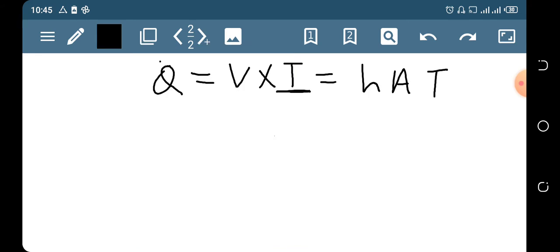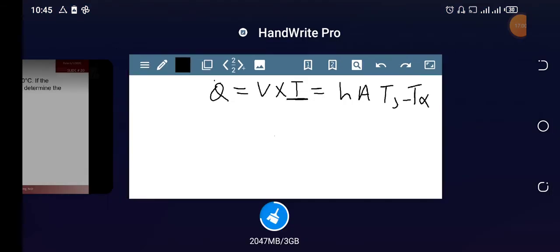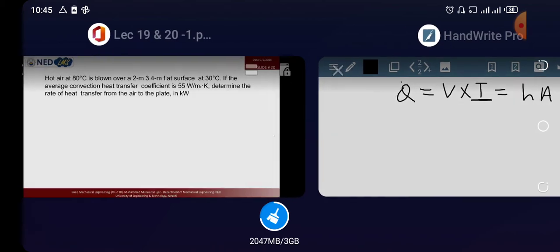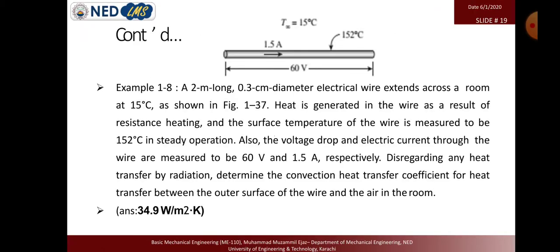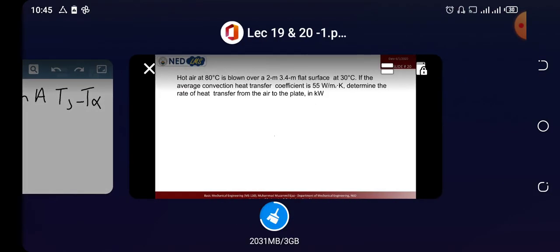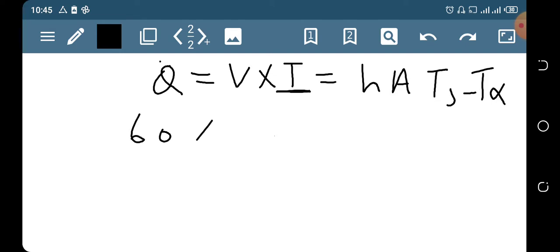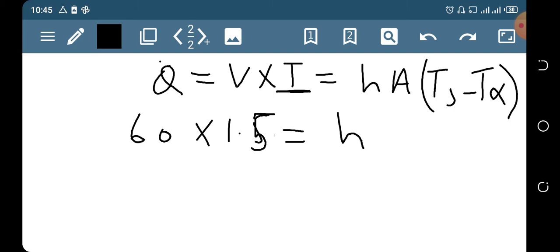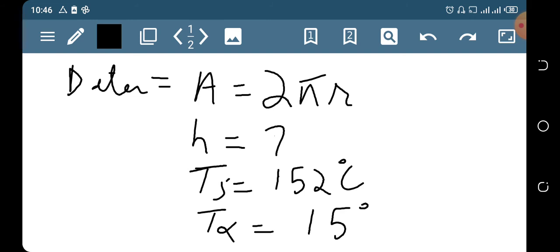So the voltage is 60, we have a voltage of 60 and 1.5 current. This voltage 60 multiplied by 1.5 is equal to h, we need to find h, and we have to put the bracket also, the whole h A multiplied by Ts minus T infinity. So A, Ts minus T infinity goes into the denominator, and the value of A will be 2 pi r, the circumference, multiplied by the length. Okay, we also have to multiply it with the length.